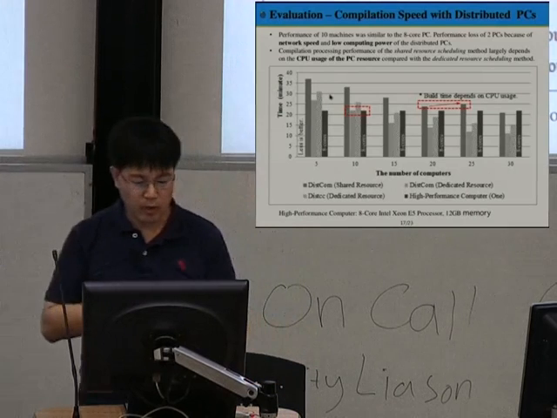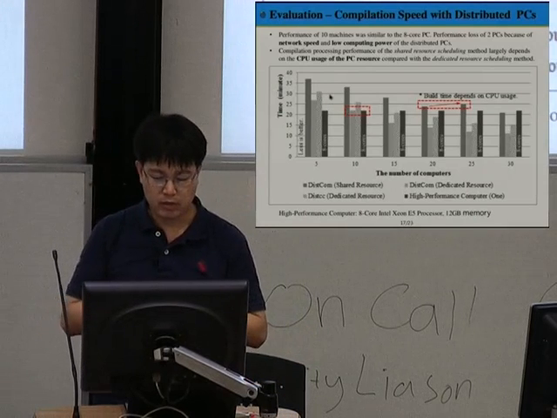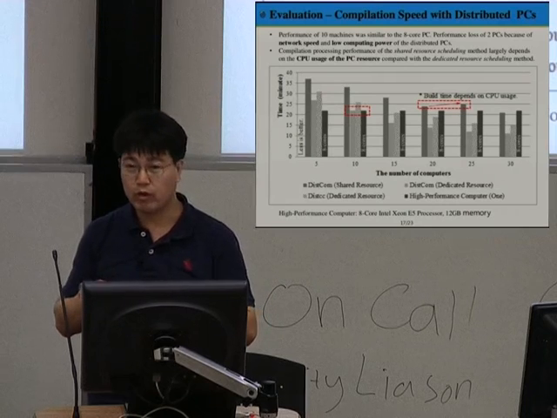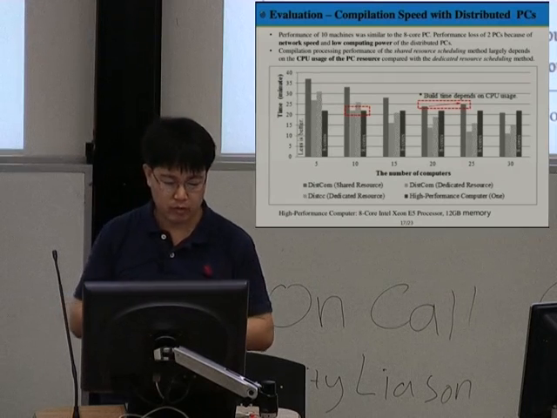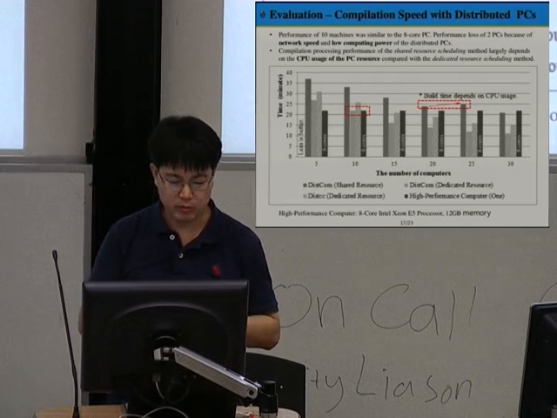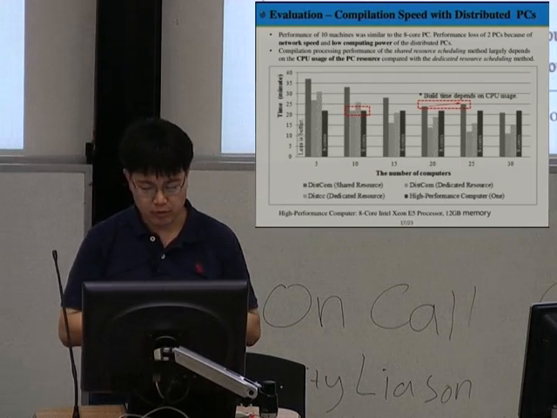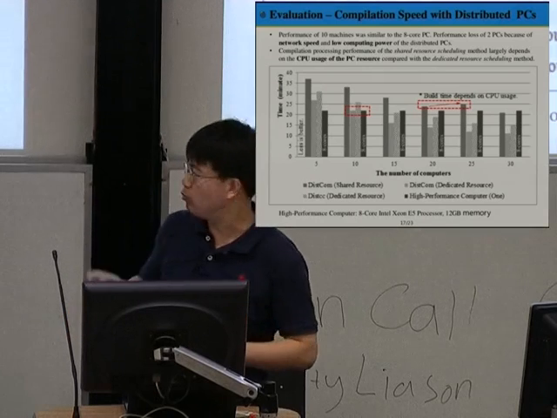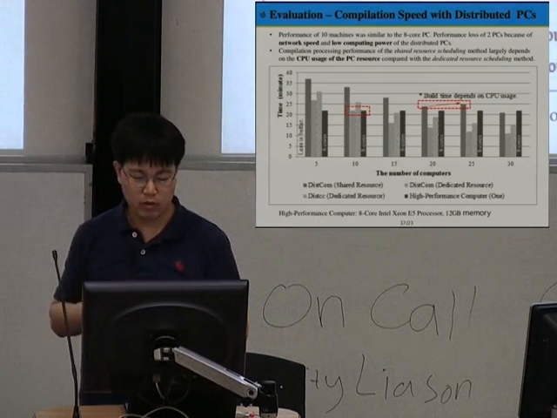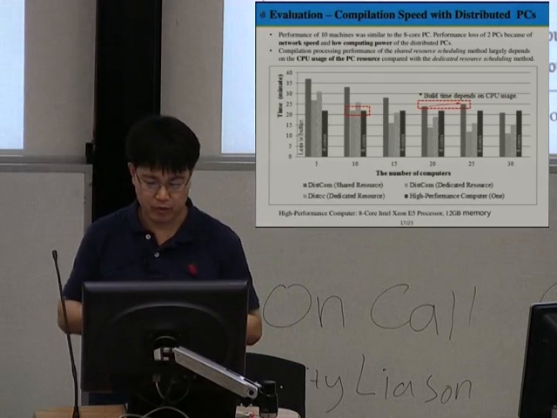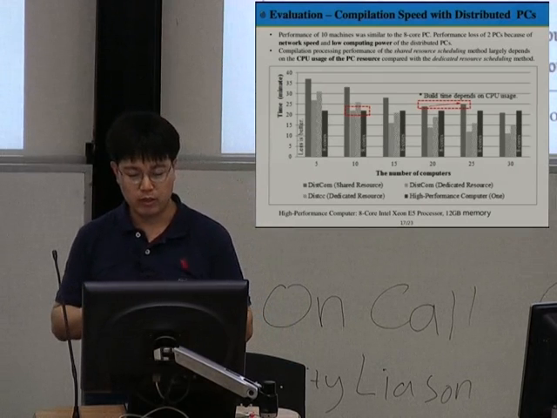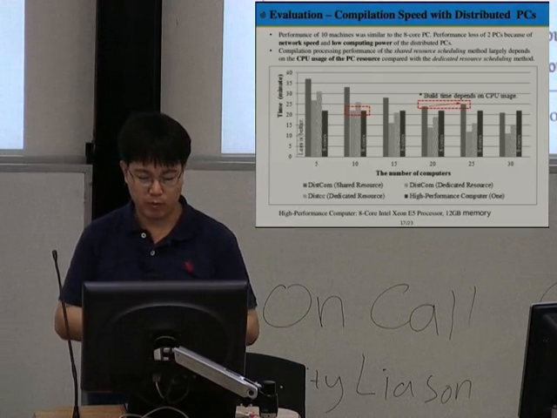Ideally, the performance of 10 machines will be similar to 10-core PCs, but from our experiment, the performance of the 10 machines was similar to 8-core PCs because the network speed and computing power of the remote PC are different. So we lost some of the performance.